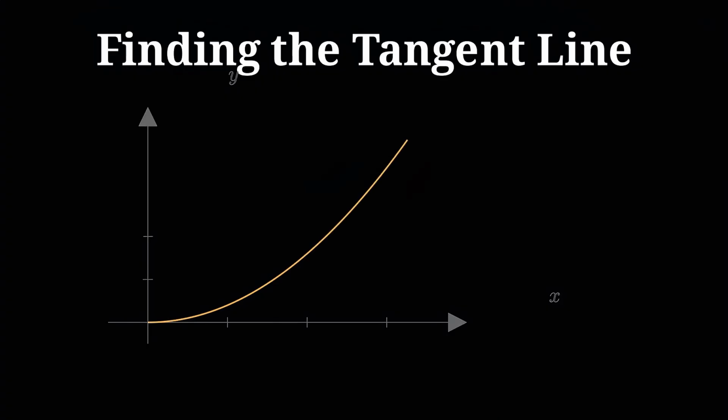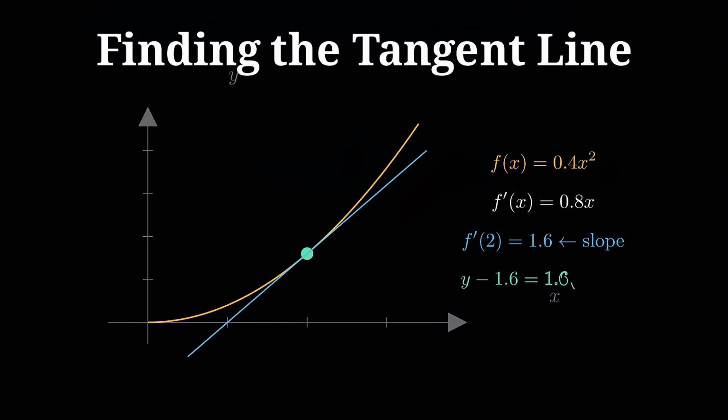One of the most common AP exam questions: find the equation of the tangent line to a curve at a given point. The method: differentiate f to get f prime. Evaluate f prime at the given x, that is the slope. Use point-slope form, y minus y1 equals m times x minus x1.